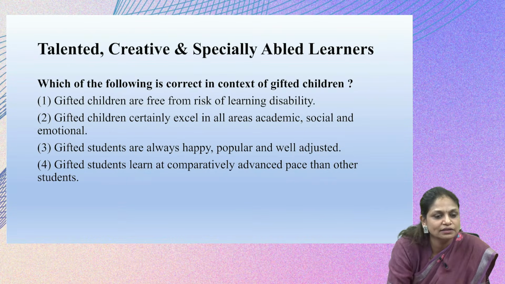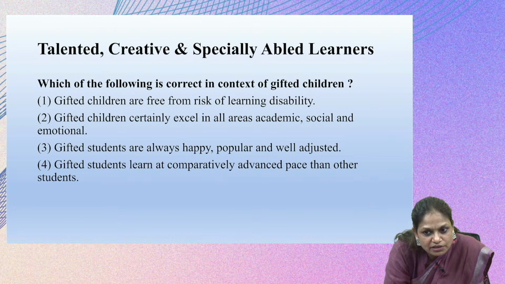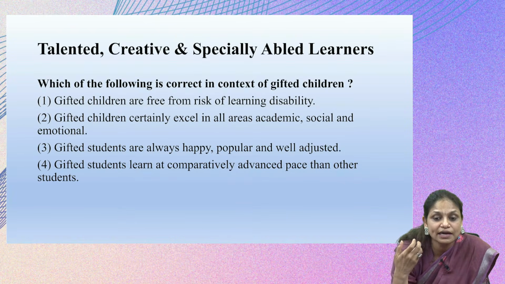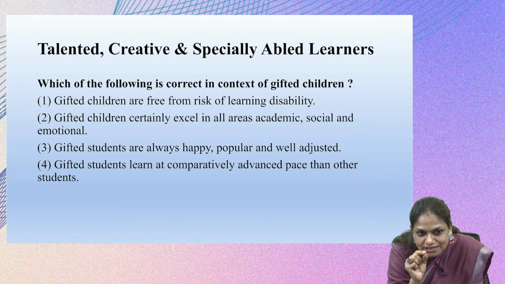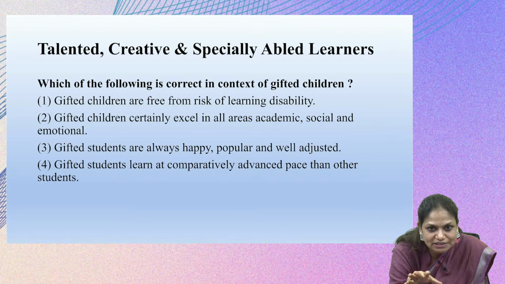Let's see the last alternative we have, and then we need to find out which one is the most appropriate. So just see this, the fourth one: gifted students learn at a comparatively advanced pace than other students. So when you look at this, yes, we do know that gifted students learn quickly. That is why we use acceleration and enrichment strategies for them. So this is the most appropriate response. I hope this is clear.